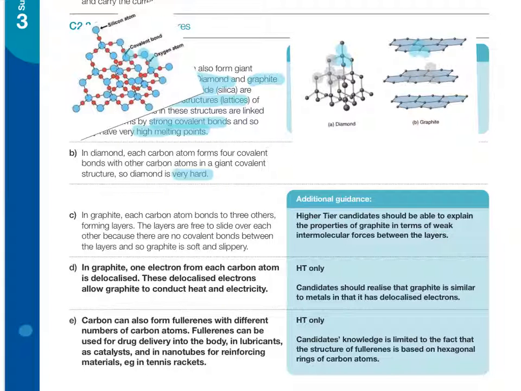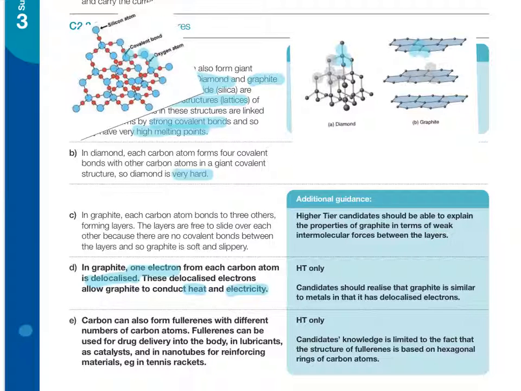And because graphite only has 3, that means that there's actually 1 electron left. So carbon can form 4 bonds. It has got 4 electrons in its outer shell. So 3 of those electrons in the outer shell are used for bonding to other carbons in graphite, and that 1 electron left over is delocalized or free to move. And that free electron can move and it can conduct both heat and electricity.